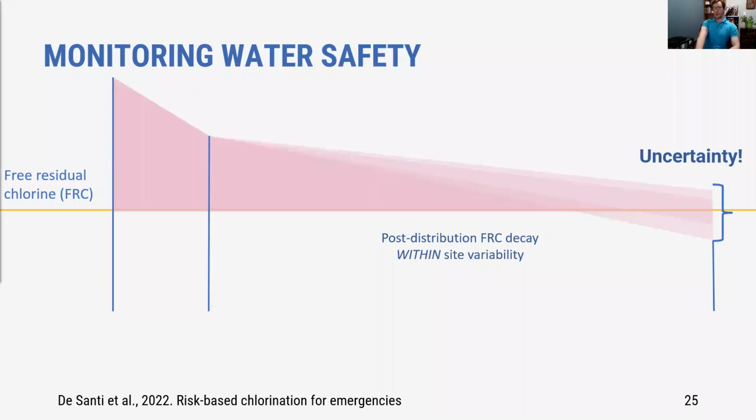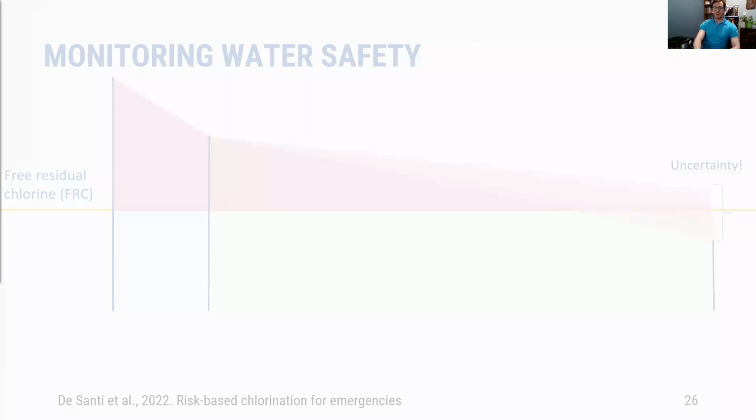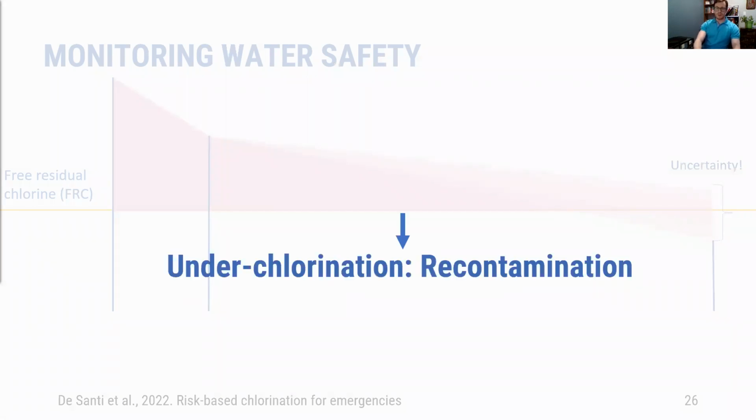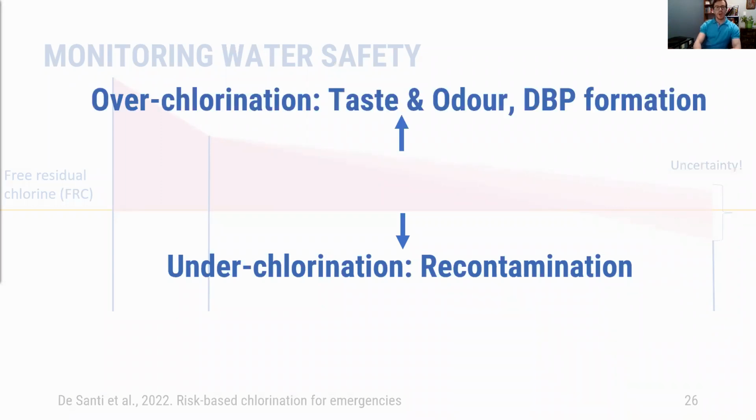So what I've shown so far deals with how we address uncertainty in tap stand FRC targets. However, there are risks of both over and under chlorination. Under chlorination, the risks are evident. You can have recontamination, which leads to the spread of waterborne illness, but over chlorination can lead to taste and odor issues and disinfection byproduct formation.